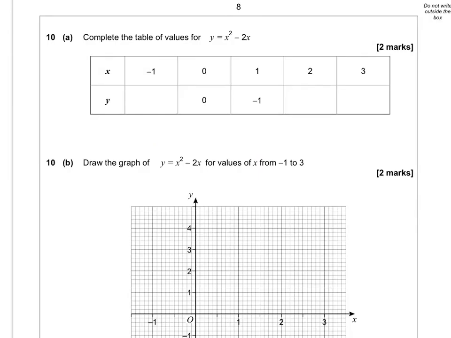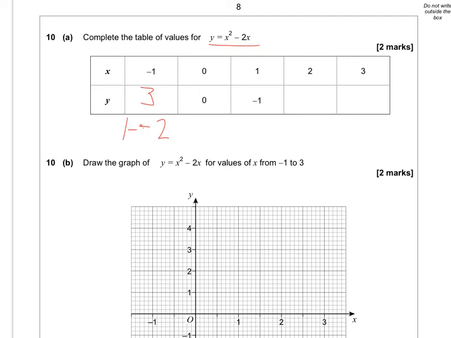Question 10 is just checking your understanding of quadratic graphs. It's first telling you to complete a table. So for each of these we're just going to sub in the values of x into the equation that we're given so that we can find out y. So we're going to start off minus 1 squared, so minus 1 times by minus 1 is 1, and then we're going to be taking away 2 times by minus 1, so we're going to be taking away minus 2. So therefore we've got 1 minus minus 2, or 1 take away minus 2, which is 3.